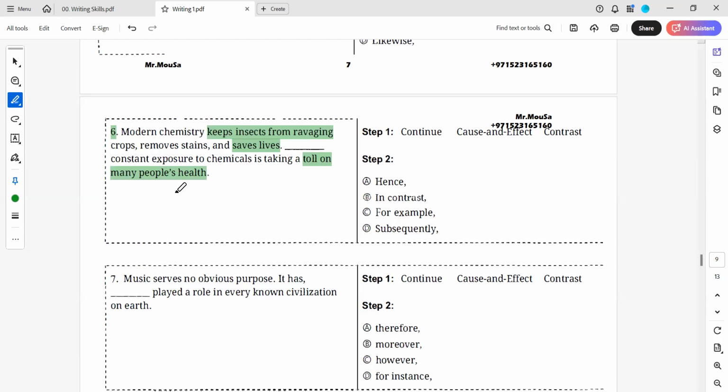Is it continue? Are they the same? No, they are not the same. So the relationship here, it's not cause and effect. It's not continue. Okay, here in that case, we have, yes, of course, the positive side of modern chemistry and the negative side. Yes, of course, it's contrast. So the correct answer here should be, yes, I need a contradictor. Which transition could be used to indicate that contradiction? Yes, good job, guys. Perfect. Here we have it. So in that case, the contradictor is in option B, in contrast.